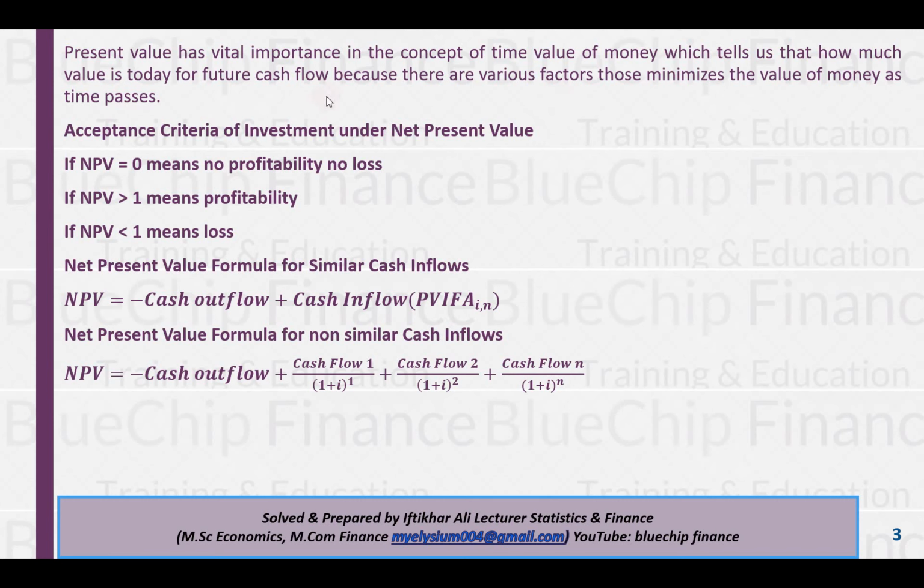Now we come to the acceptance criteria. Acceptance criteria of investment under net present value: if net present value is 0, then it means there is no profit or no loss.